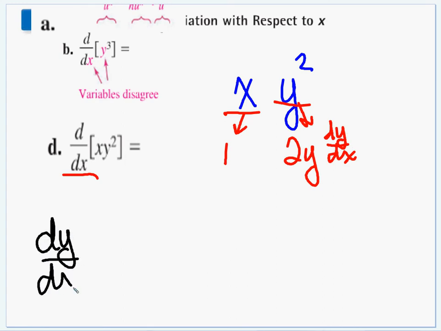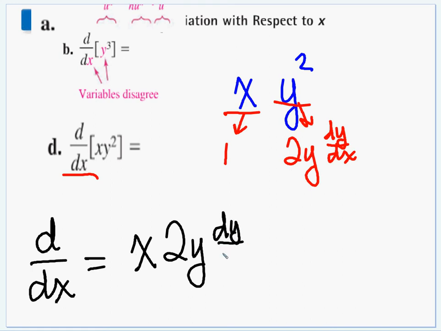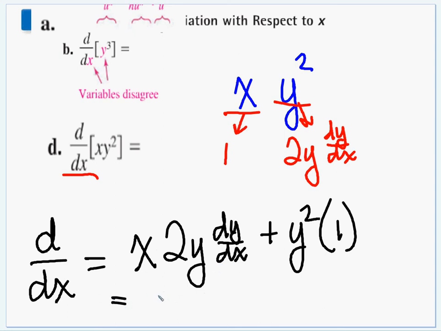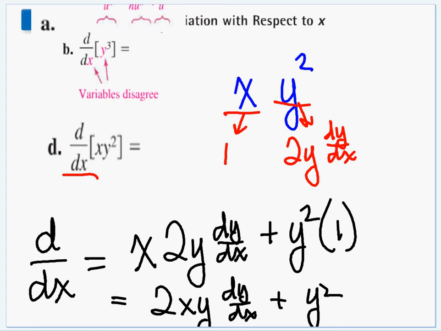Let's apply the product rule. So d/dx, the derivative with respect to x, is the first thing times the derivative of the second plus the second thing times the derivative of the first. And there's one little thing I do to clean this up. Usually I put my dy/dx as last, so I would just rearrange this first term into a 2xy dy/dx plus a y squared. So there's our product rule derivative.